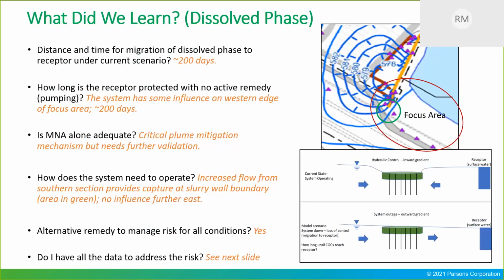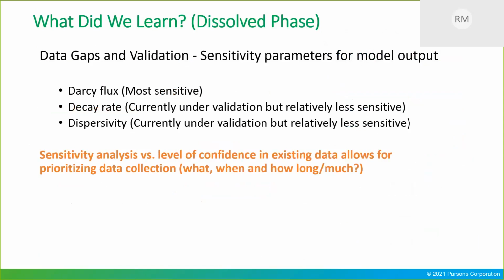And is there any alternative remedy that can manage the RIX for all conditions? For example, biosparging or bioventing, which destroy the drivers. Those are other alternative remedies that can be used to manage the RIX in this focus area. And also, do I have all the data that address the RIX? As I previously showed you in the sensitivity analysis, Darcy flux was most sensitive, and decay rate and dispersivity are a little less sensitive compared to Darcy flux, but still that needs validation.